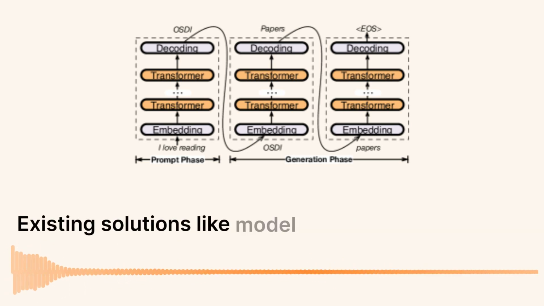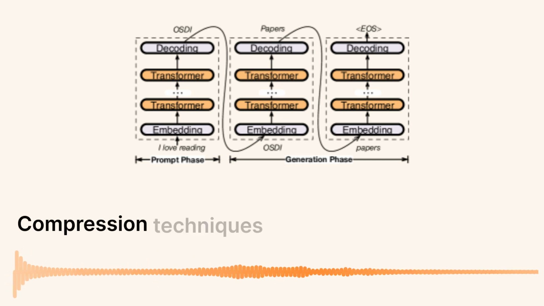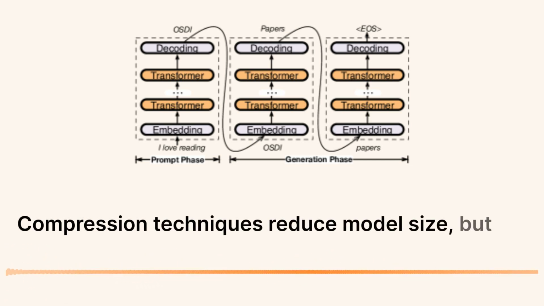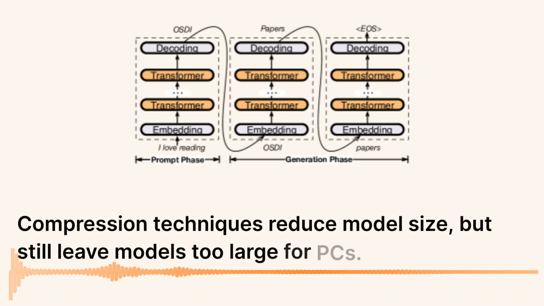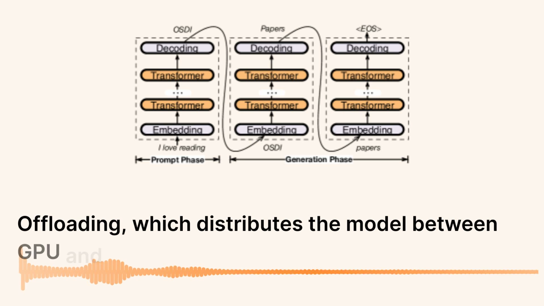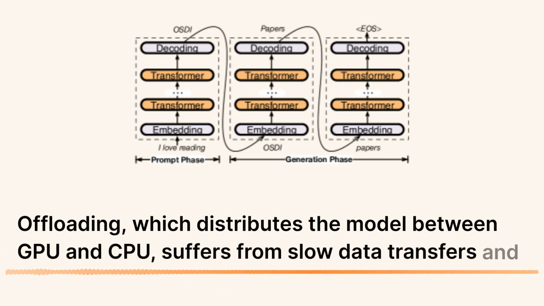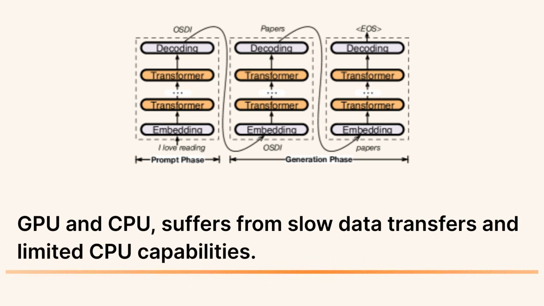Existing solutions like model compression and offloading have limitations. Compression techniques reduce model size but still leave models too large for PCs. Offloading, which distributes the model between GPU and CPU, suffers from slow data transfers and limited CPU capabilities.